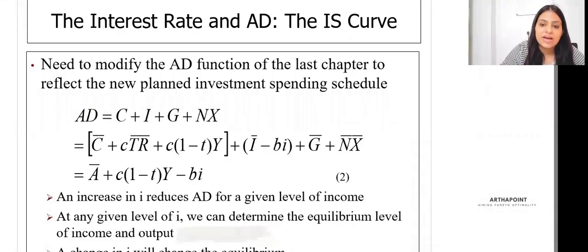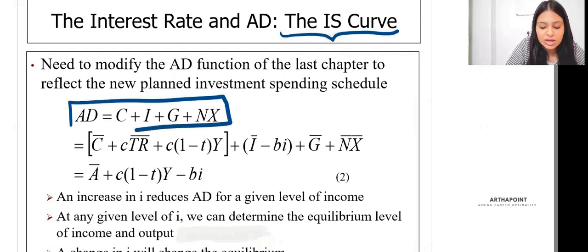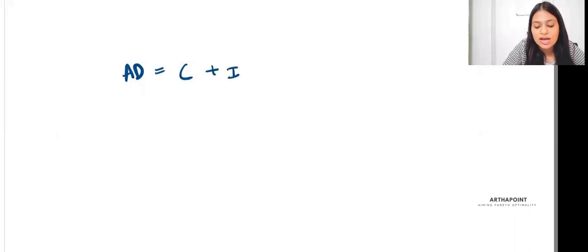The interest rate and aggregate demand, the IS curve. So now what we have done is that we have understood what the investment function is. But we also have to replace this investment function in our AD equation. Till now, we know that our AD equation is C plus I plus G plus NX. But we were taking investment as always autonomous.